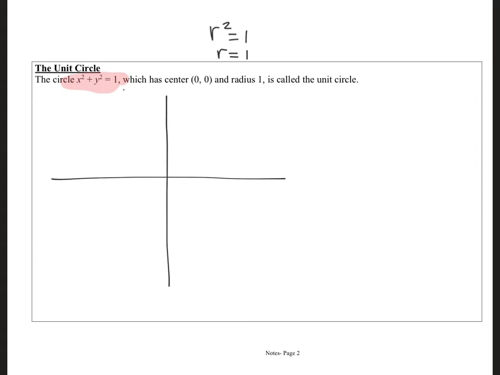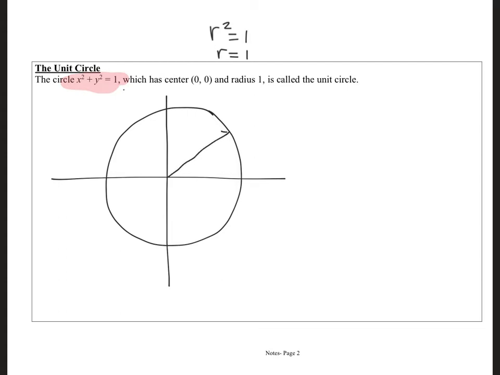Okay, let's move on. Now let's talk about a unit circle. Remember, if you look at this equation, the circle x squared plus y squared is equal to r squared, is equal to 1 squared. You can see instead of r squared, we have 1. So that means the radius of this circle is 1. A circle x squared plus y squared is equal to 1, which has center (0, 0) and radius 1, is called the unit circle. Let's sketch here. Okay, so this now is a unit circle.